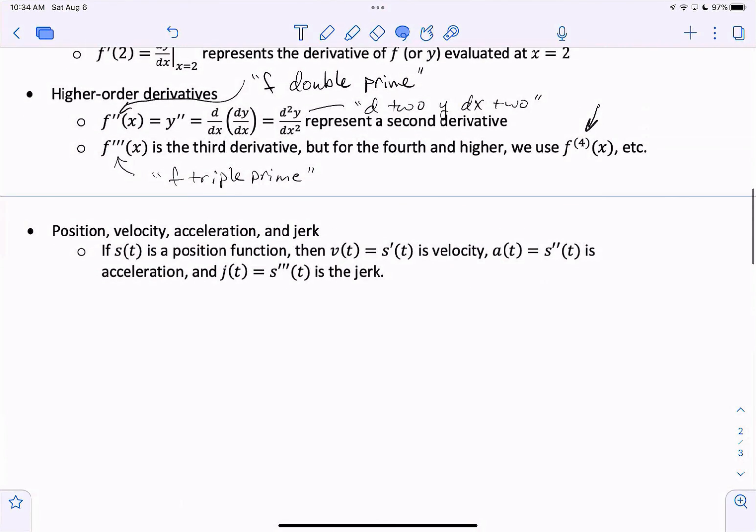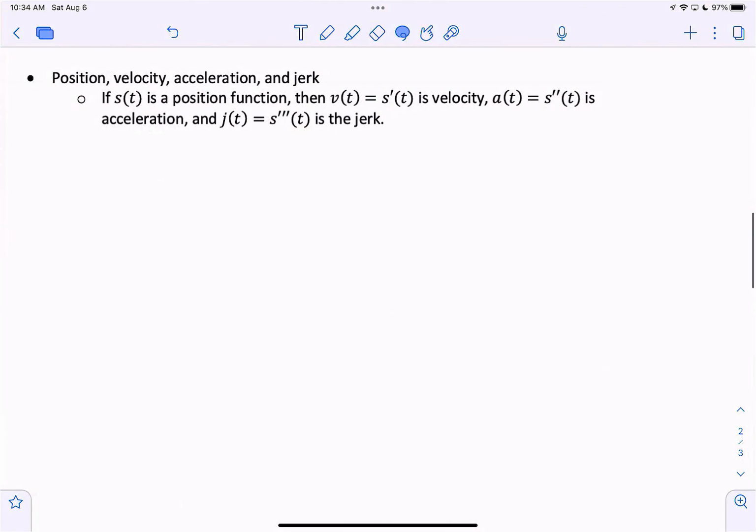But if we have a position function, say s of t gives a position as a function of time, then its first derivative is velocity. That would be change in position over change in time. We can think of this as maybe like meters per second or feet per second. That's velocity. The second derivative would be how velocity is changing over time. So the second derivative is acceleration. The third derivative is how acceleration is changing over time, and that's called the jerk.